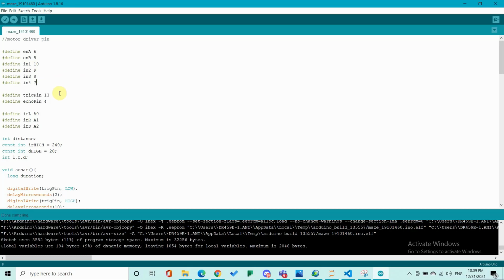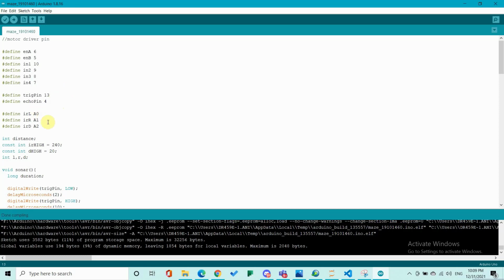Then we have another 2 pins. The trig pin basically triggers the ultrasonic sound pulse, and the echo pin is an output pin which goes high for a period of time equal to the time taken for the ultrasonic wave to return back to the sensor.